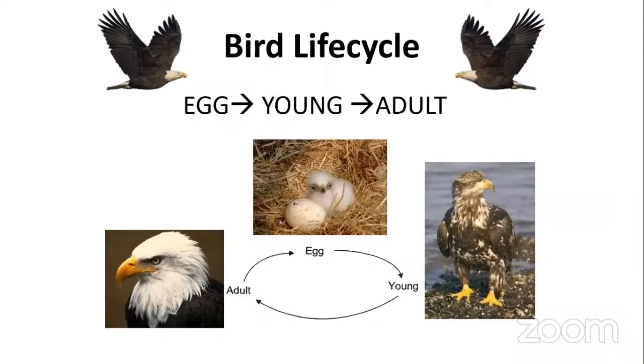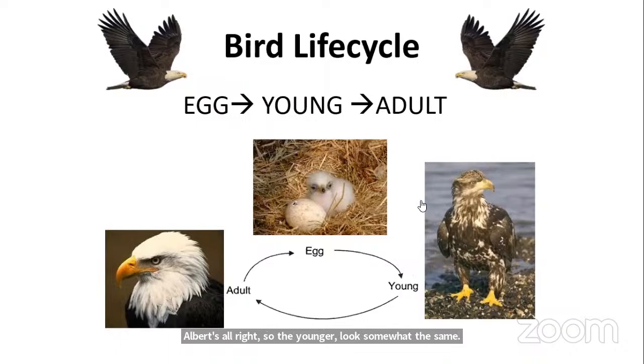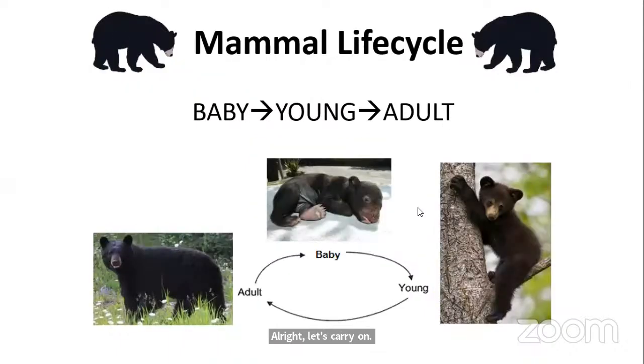Okay, so as mentioned, there are young birds and adult birds. All right, so the young bird and adult bird look somewhat the same. All right, let's carry on. Mammals, the bear. Look at the baby bear, a young bear, plus the adult bear. They all look the same, just that the size is different. The baby bear looks very small, then a young bear begins to grow bigger, and the adult bear is huge.